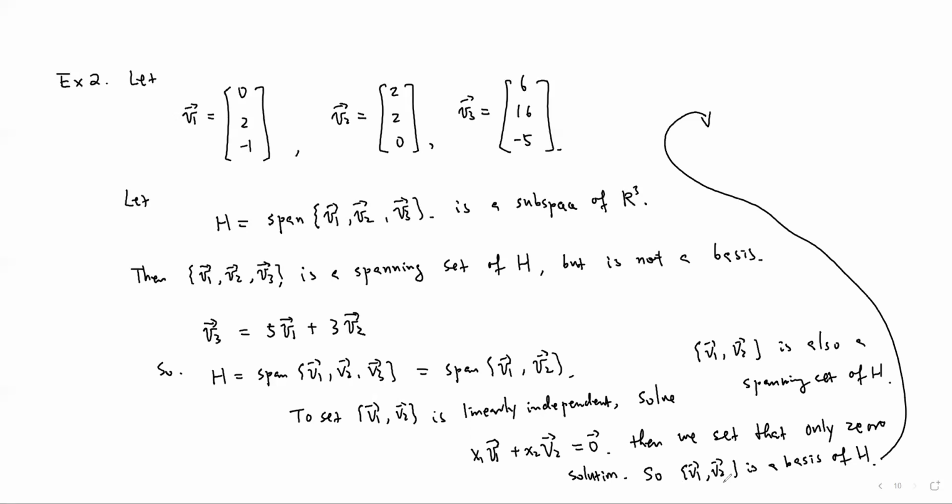Because this basis contains two vectors, the dimension of H is equal to 2. This H is a two-dimensional subspace of R3. That means the graph of this H is a plane. Two vectors span a plane in R3. The graph is a plane.